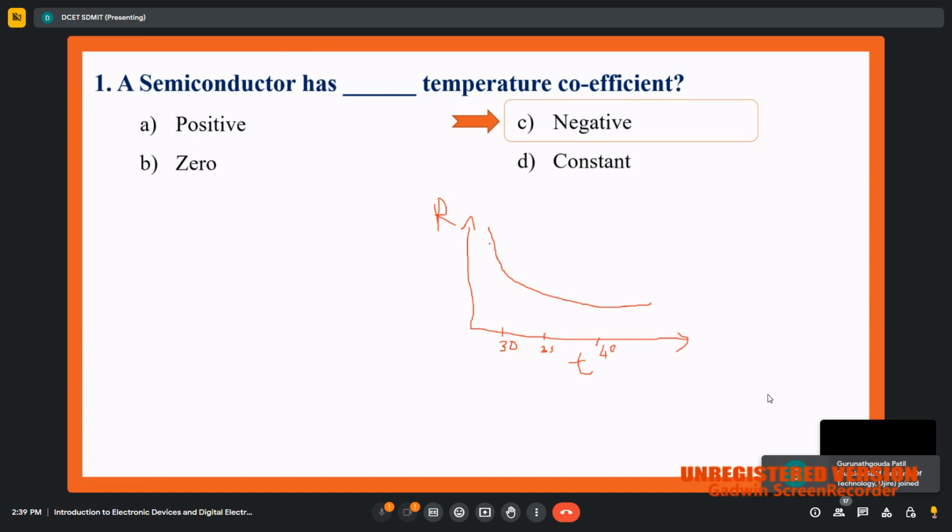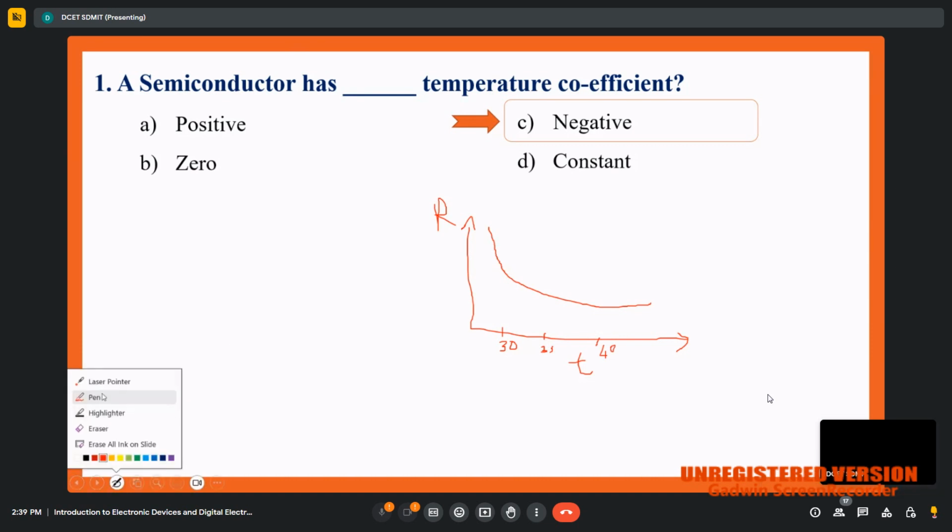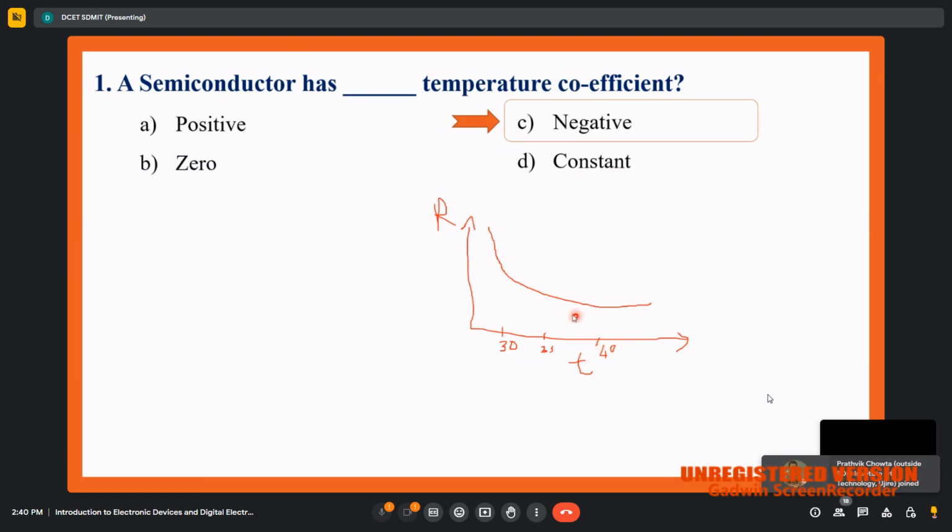So now here you can observe what is the change you can observe in this graph. When the temperature is initially 30, the resistance value is more. When temperature is 35 degree, the resistance is less compared with the 30 degree. The resistance value is even less at 40 degree compared with the 35 as well as 30 degree. It means that when the temperature increases, the resistance of a semiconductor decreases. So that property we call a negative temperature coefficient.